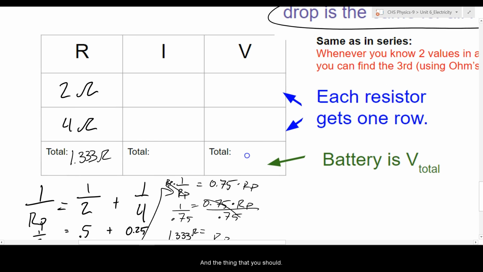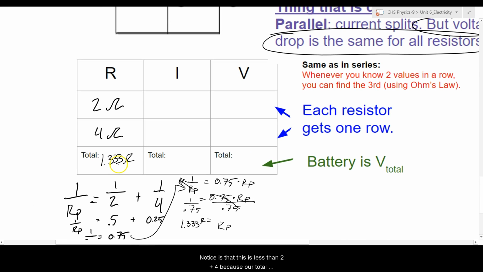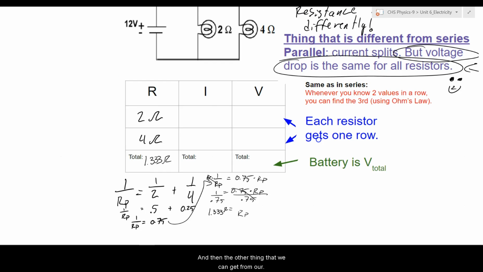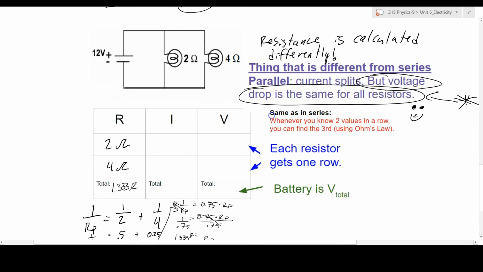And the thing that you should notice is that this is less than 2 and 4, because our total resistance ends up being less than all of our resistors in the circuit. Okay? And then the other thing that we can get from our circuit diagram is the total voltage. It's 12 volts. So now we know two things and we can find the third.